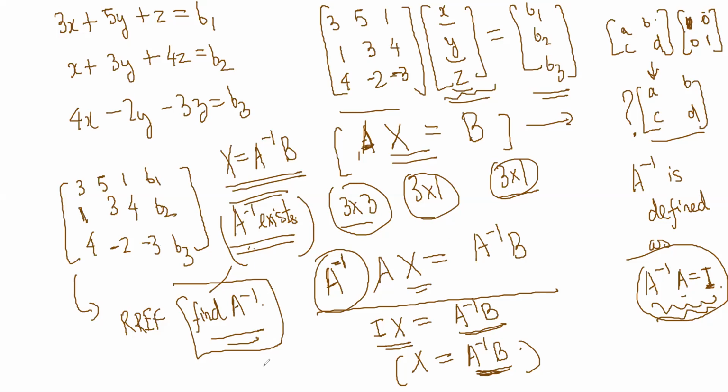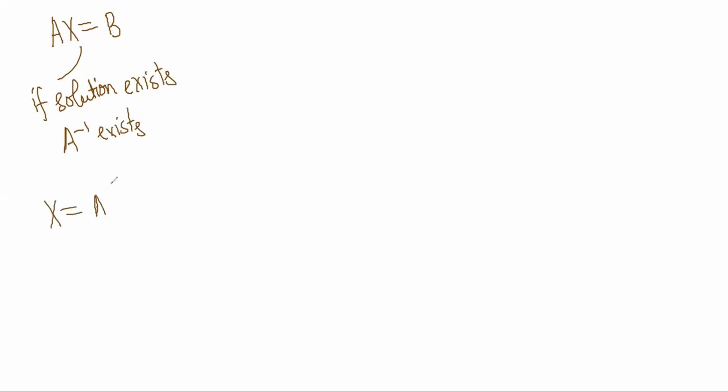So the whole point of solving a system of equations will be, if a solution exists, that means A inverse exists, then the solution will be X is equal to A inverse B. You have to find A inverse for that though. Finding A inverse is an important step here. Otherwise you'll not be able to find the solution. So that is important.